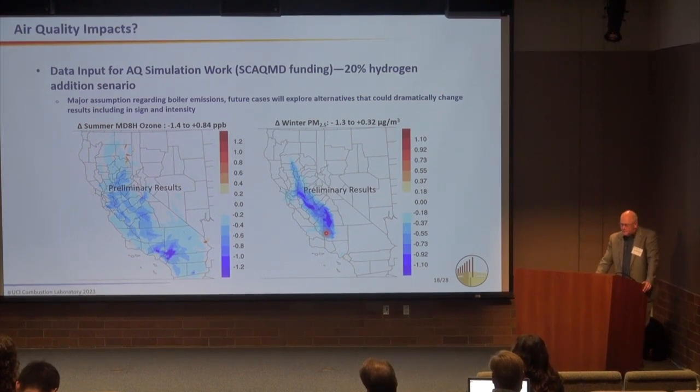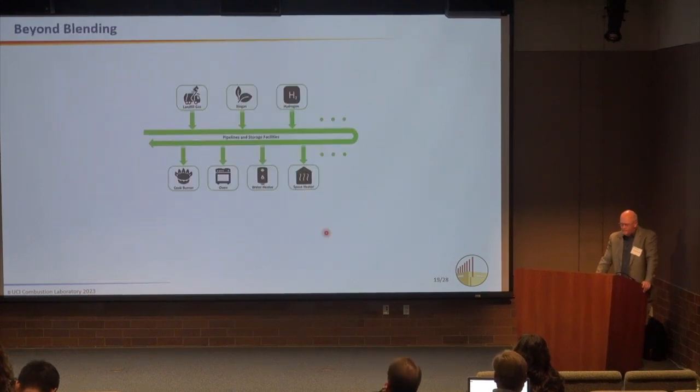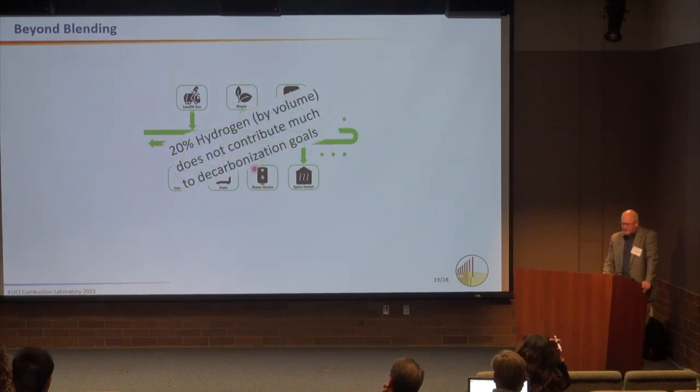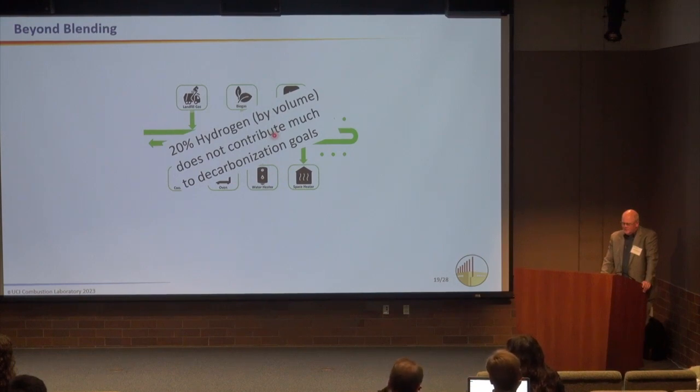So at least with the current mix, just changing the fuel out, it's kind of a benefit. We see a benefit. Now, what about beyond blending? Because the fact of the matter is 20% hydrogen by volume, even 30% hydrogen by volume, doesn't really decarbonize things very much. This is only maybe 7% on a mass reduction. We really need to get to 80, 90, 100% in order to really decarbonize the fuel.